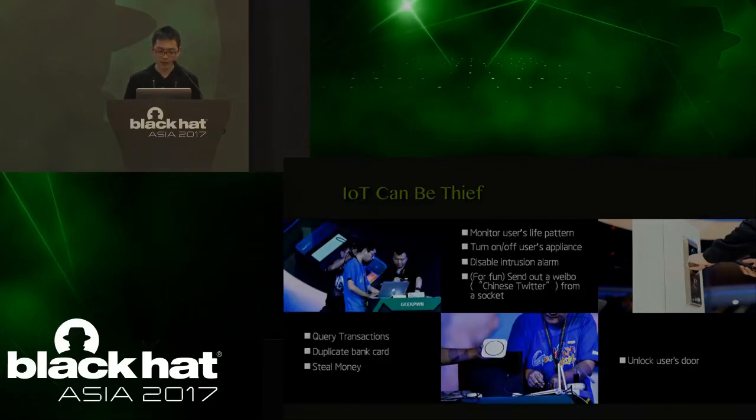In the right picture, it's a smart door lock. It can be controlled with a mobile phone app through Bluetooth. They can be pawned by the attacker to unlock the door without a physical touch.